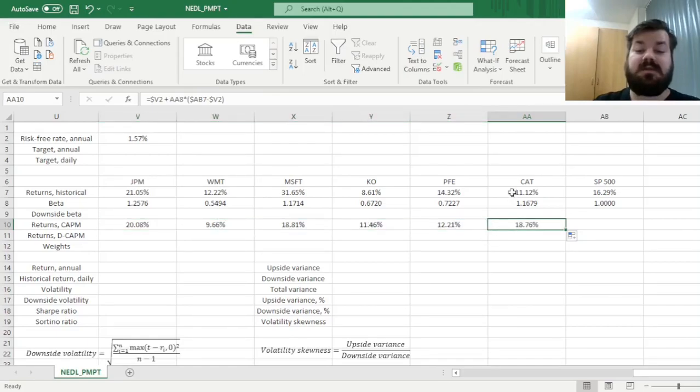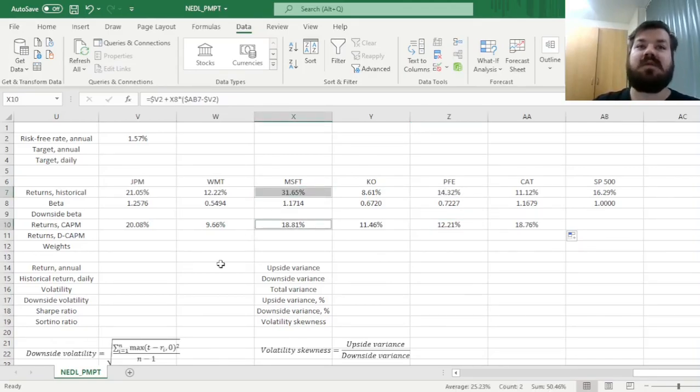And we can see that, for example, Caterpillar has underperformed its expected returns over the past 10 years, whereas a stock like Pfizer has slightly outperformed, and a stock like Microsoft has outperformed spectacularly due to the tech boom, as some of you might call it.